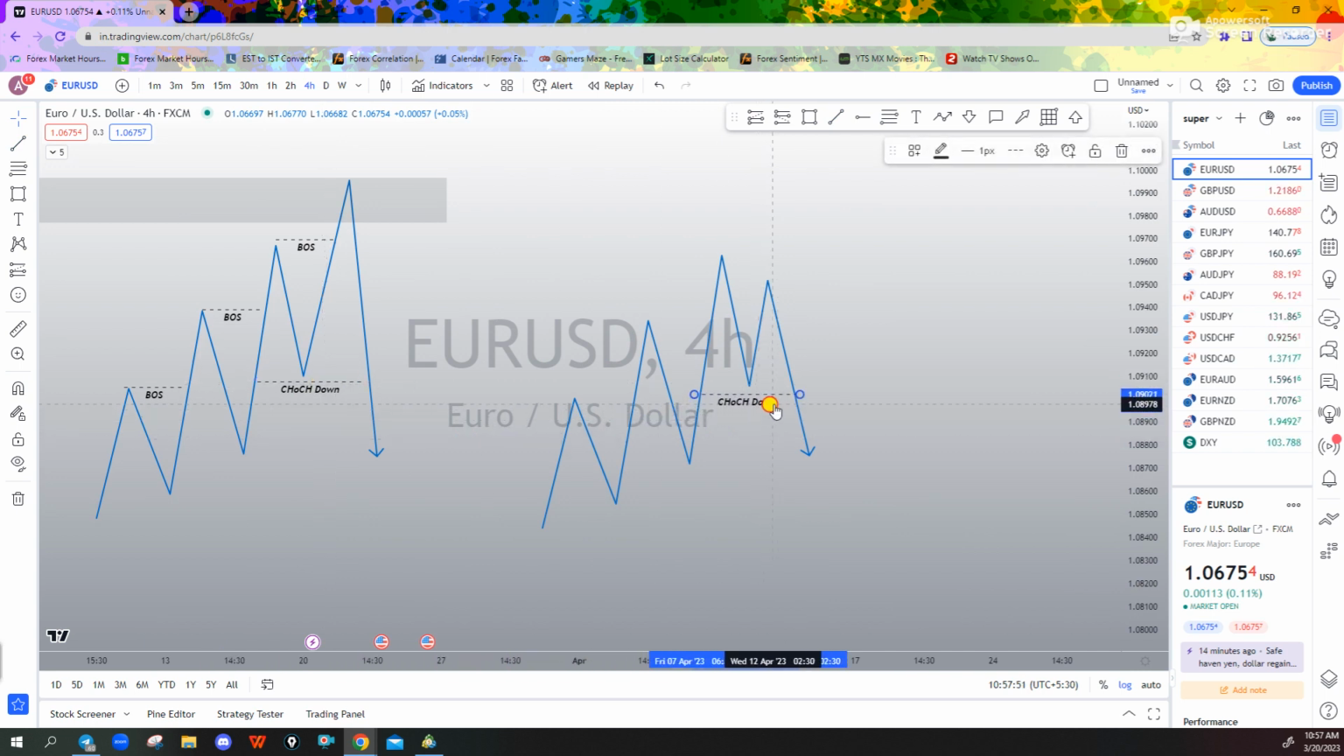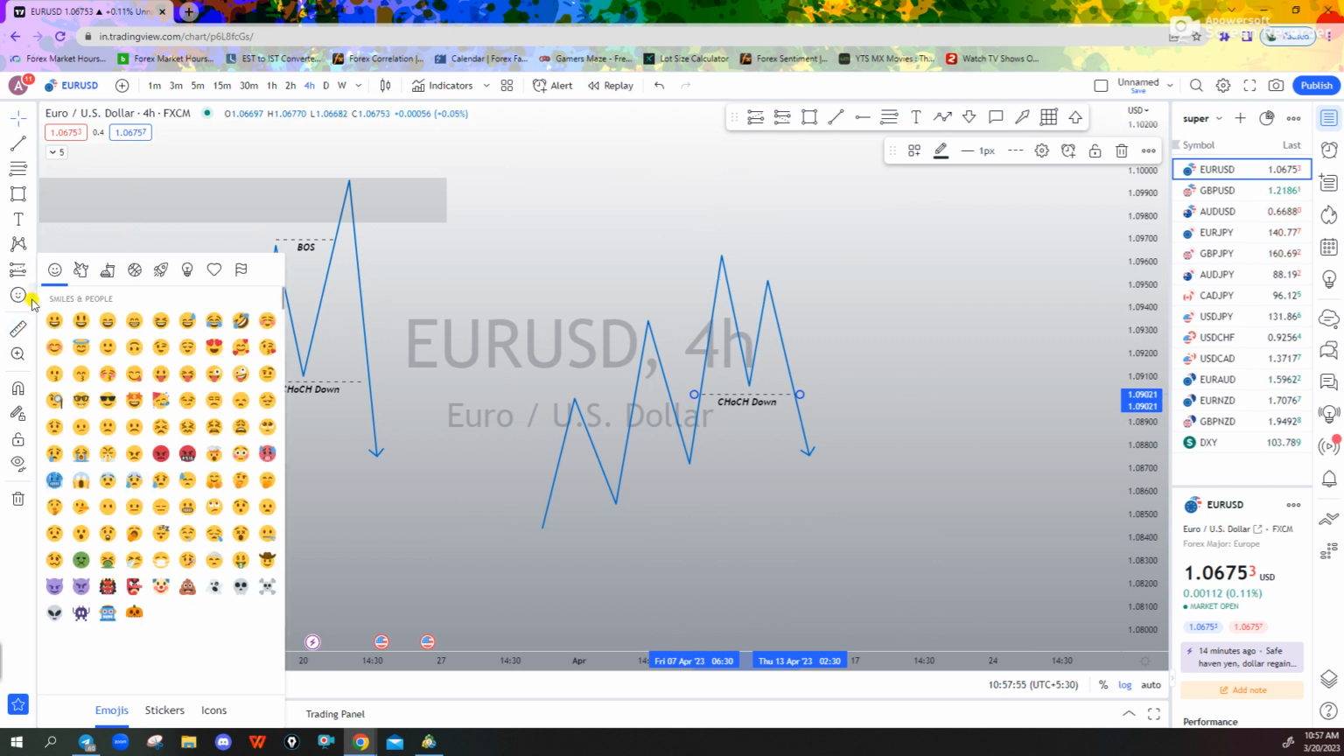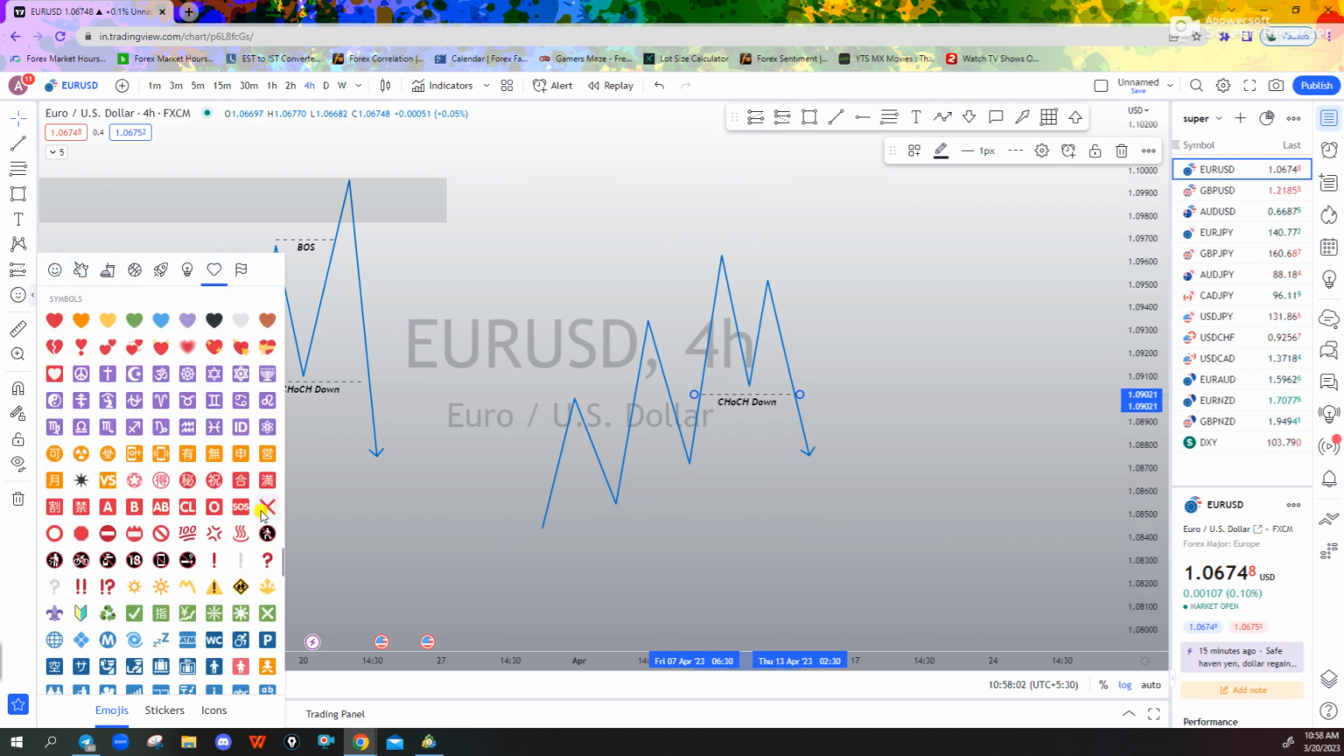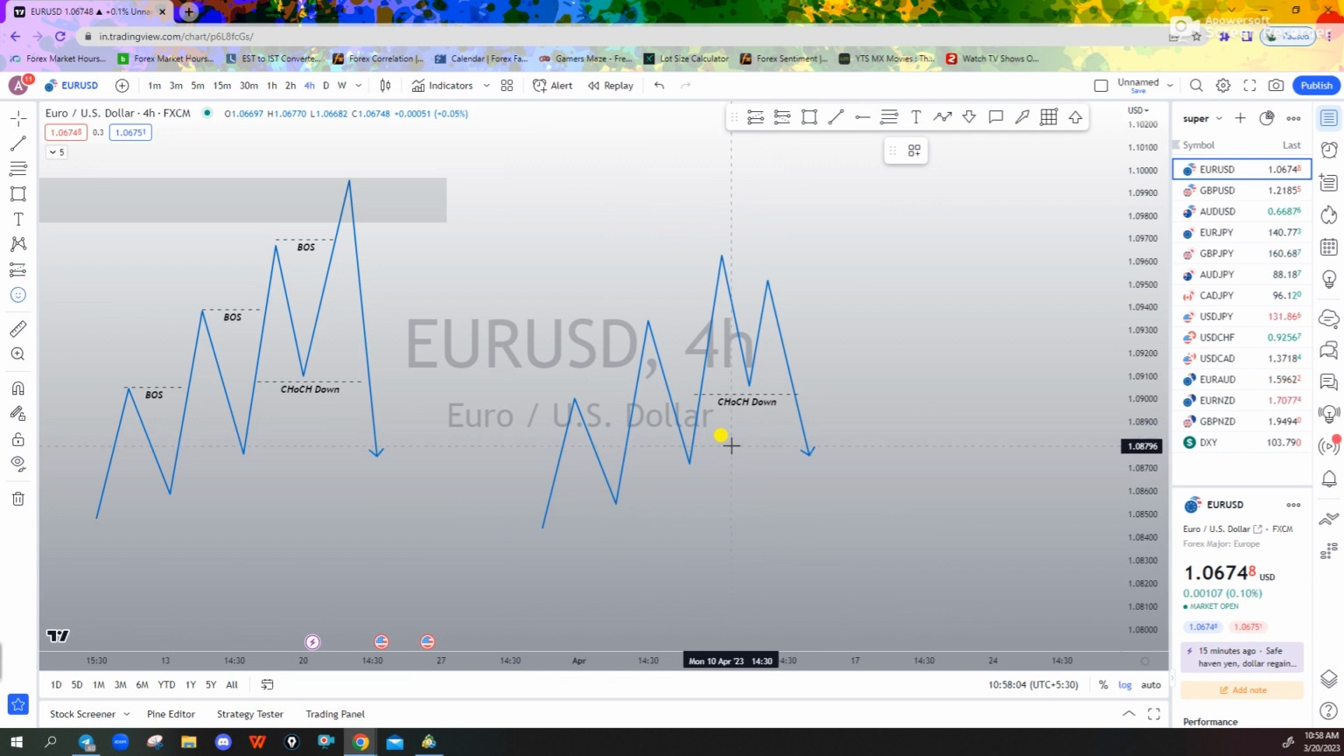This looks like a Choch down, but it's not a Choch down, okay? You should not take that one as a Choch down. Why? Every time it has given you a breakout structure, it has to break the swing low. But this is not a swing low.